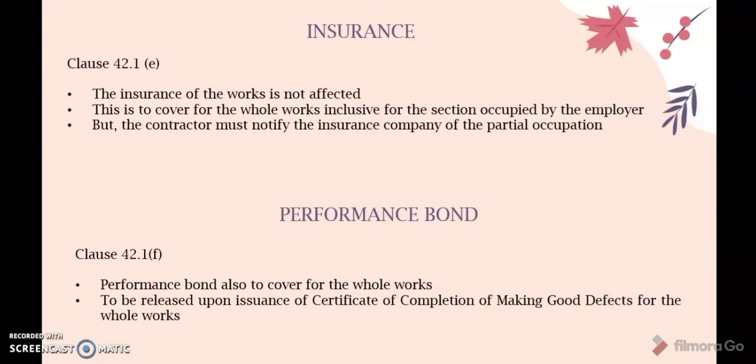Basically, insurance of the works and performance bond are not affected. Under Clause 42.1e, the insurance of the works is not affected. This is to cover the whole works inclusive of the sections occupied by the employer. But the contractor must notify the insurance company of the partial occupation. Under Clause 42.1f, the performance bond also covers the whole works and is to be released upon issuance of the certificate of completion of making good defects for the whole works.